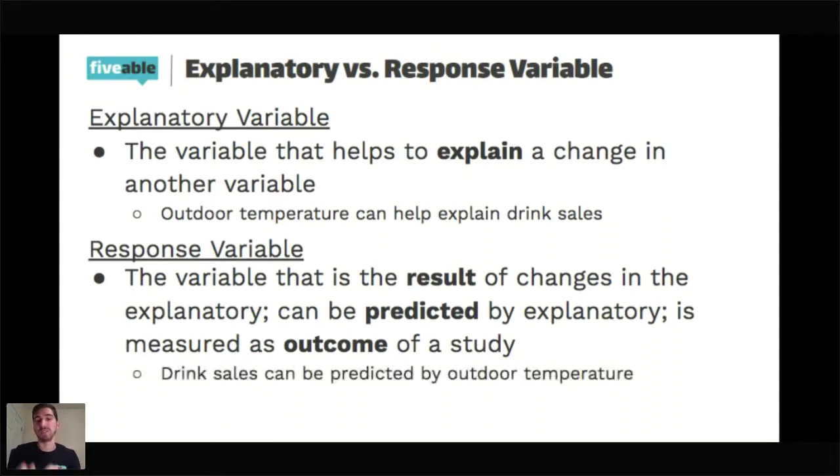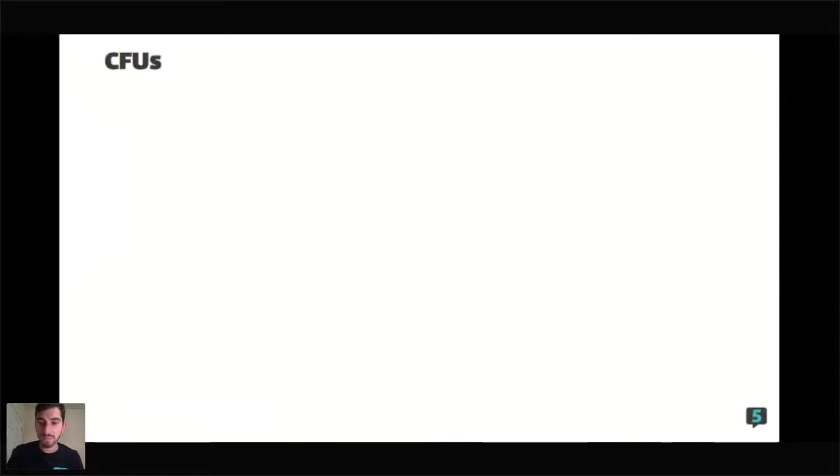And so the drink sales can be the response variable using the temperature as the explanatory variable. So let's go ahead and take a look at some checks for understanding here.